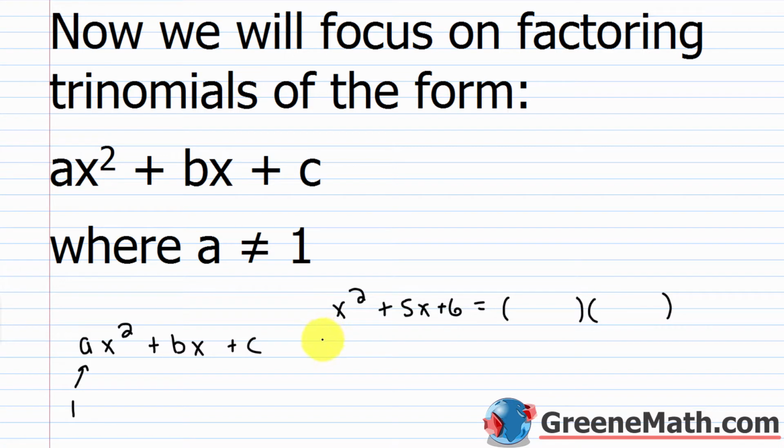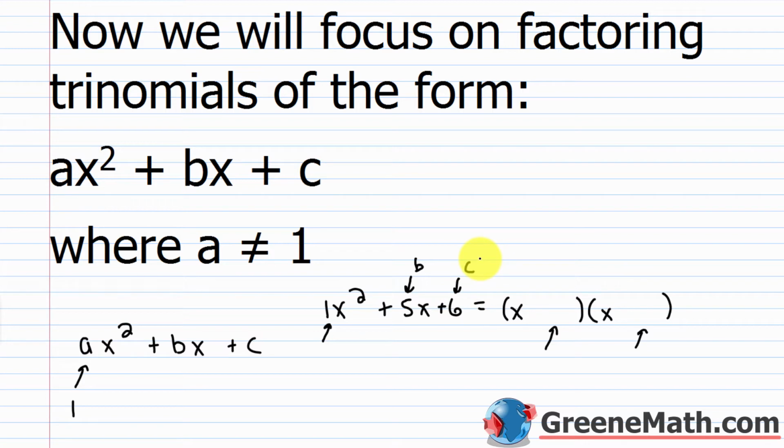I know that since the coefficient of this is 1, it's very easy to get the first two. So x goes here and x goes here, right? Because x times x gives me that first term of x squared. Then for these two missing parts, I just need to figure out two integers whose sum is 5, the coefficient for the middle term, and whose product is that constant term, 6. That's why we say a sum of b and a product of c, right? So this is b and this is c.